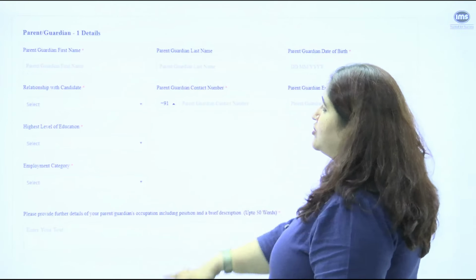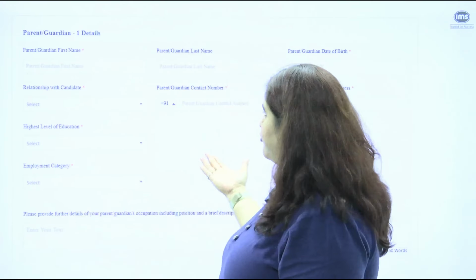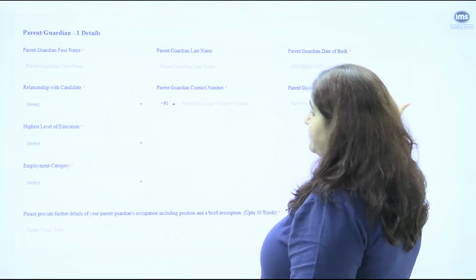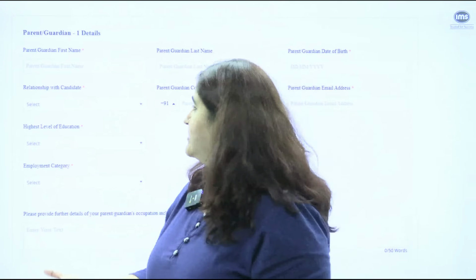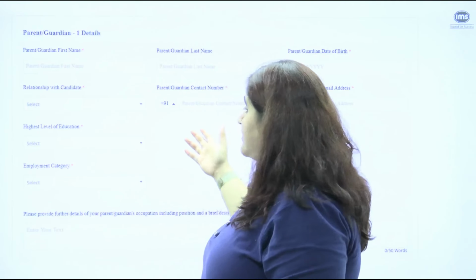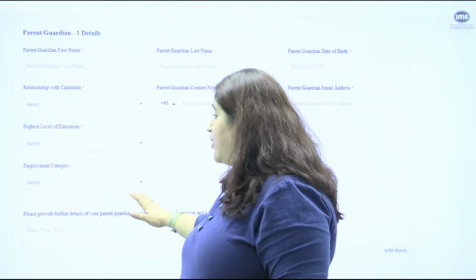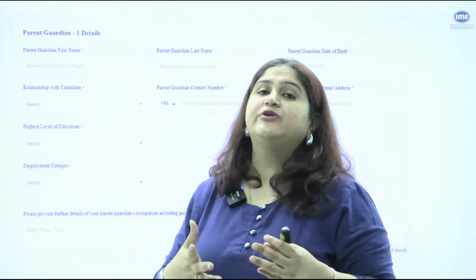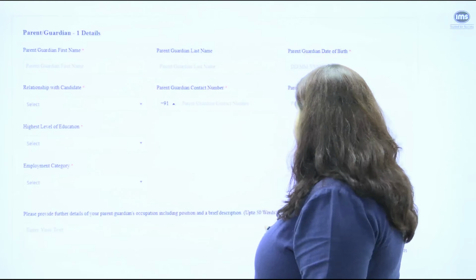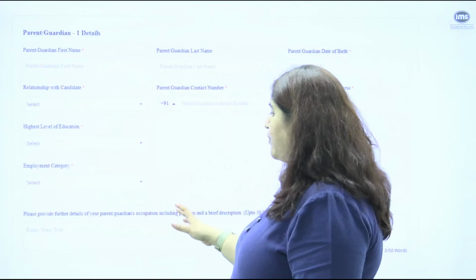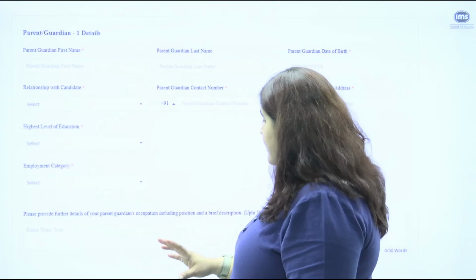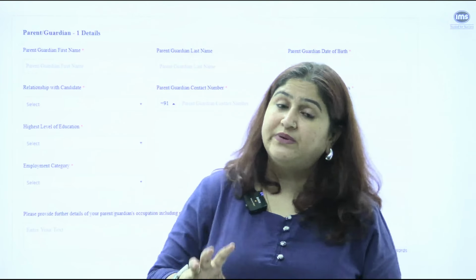Details of your guardian, which is your parent or the guardian, you need to mention the details: first name, last name, the date of birth of your guardian, the relationship with the candidate. If it's your guardian, you need to mention from the drop-down what exactly the relation is. The guardian's contact details, the highest level of education, and the employment category. This drop-down is pretty self-explanatory, so you just need to select the right one which suits you. Also, there will be a little 50-word write-up which you will have to give, which will provide further details about your parents' or guardians' occupation, including the position and a brief description.